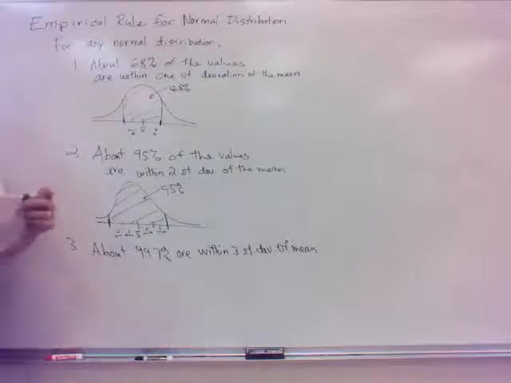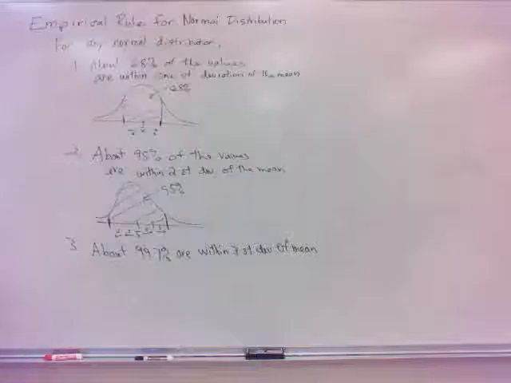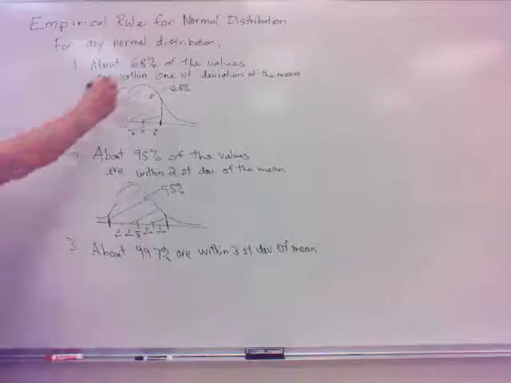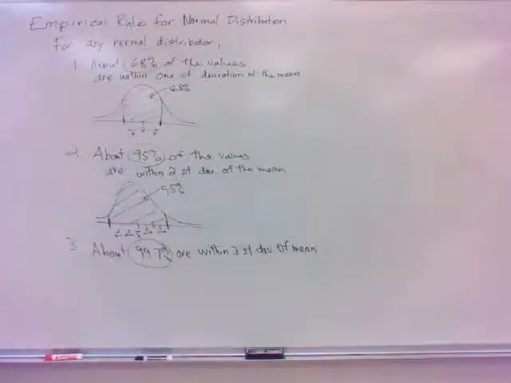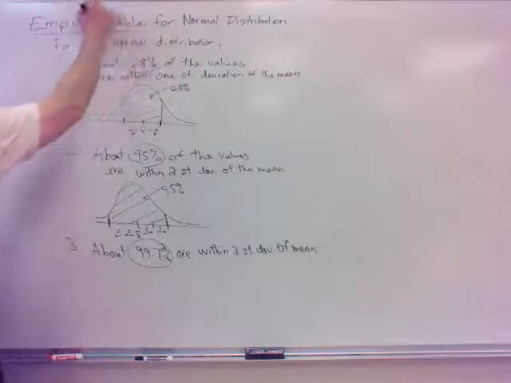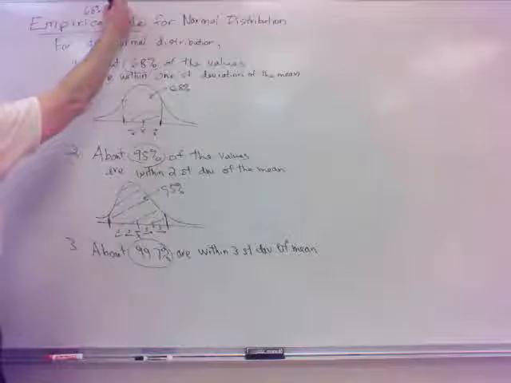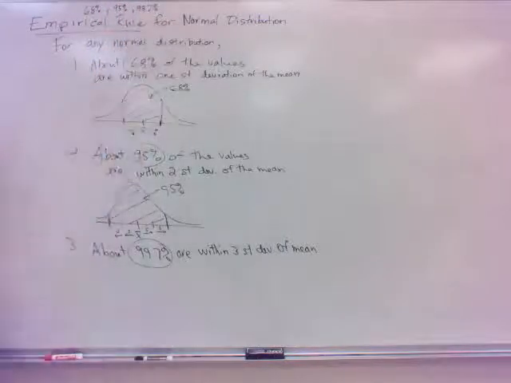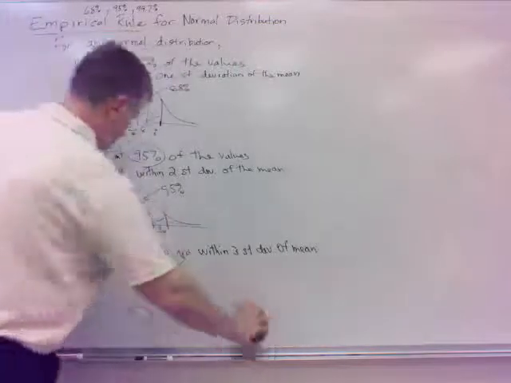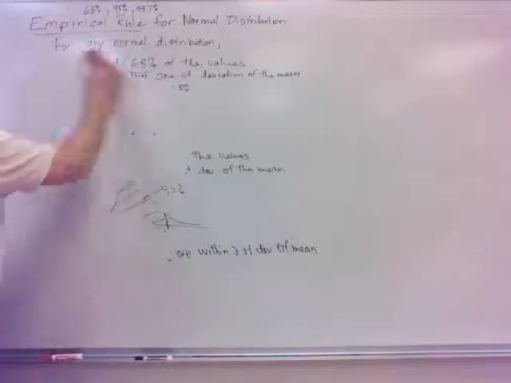All right. So let's look at how we're going to utilize this. These are the three percentages basically to remember for a normal distribution, the empirical rule. It's called the empirical rule. Remember, 68% is within 1, 95% is within 2, and 99.7% is within 3. Okay? All right. So, how does that help us?